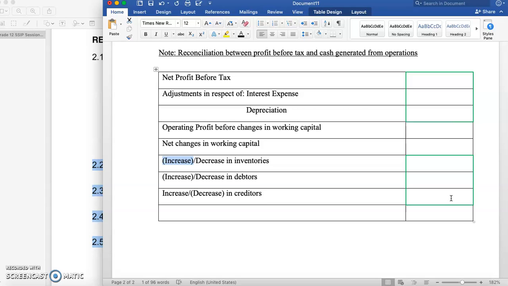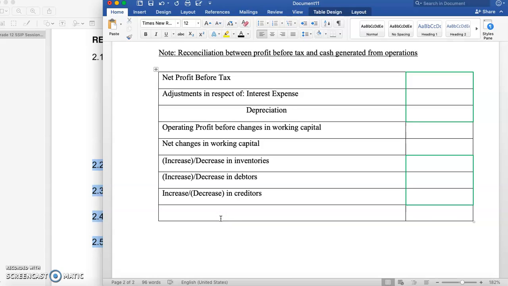And many students don't know why we do this. So remember, if we have an increase in inventories, it means we bought more. We spent money, and that's bad. We want to calculate movements in cash, right? So we decrease it. But if, for example, we increase our creditors, that means there was less cash spent because we were buying things on credit, so we can add it. Okay, so you can remember it as: if an asset increases, we subtract it. If a liability increases, we add it.